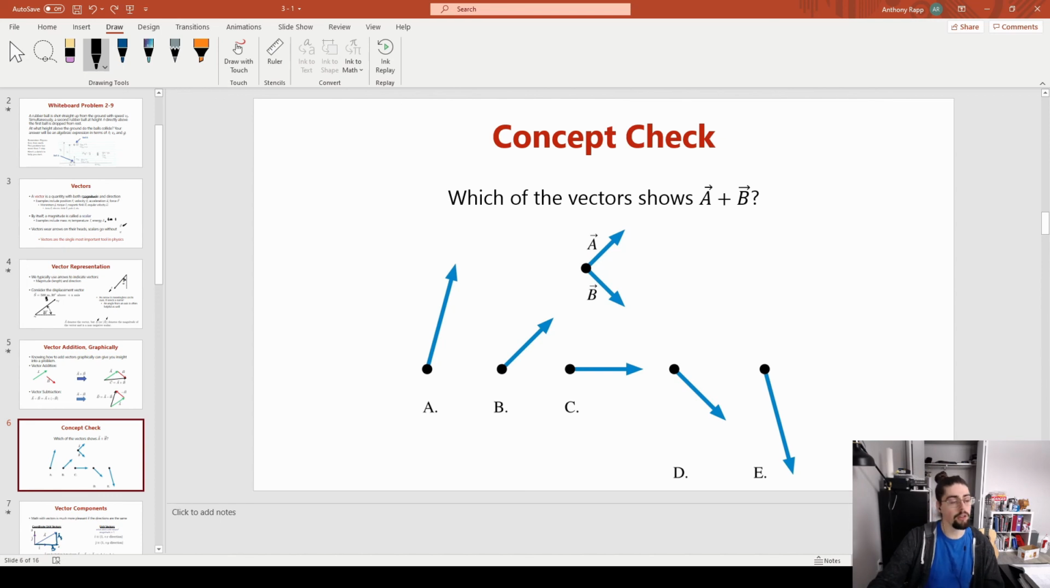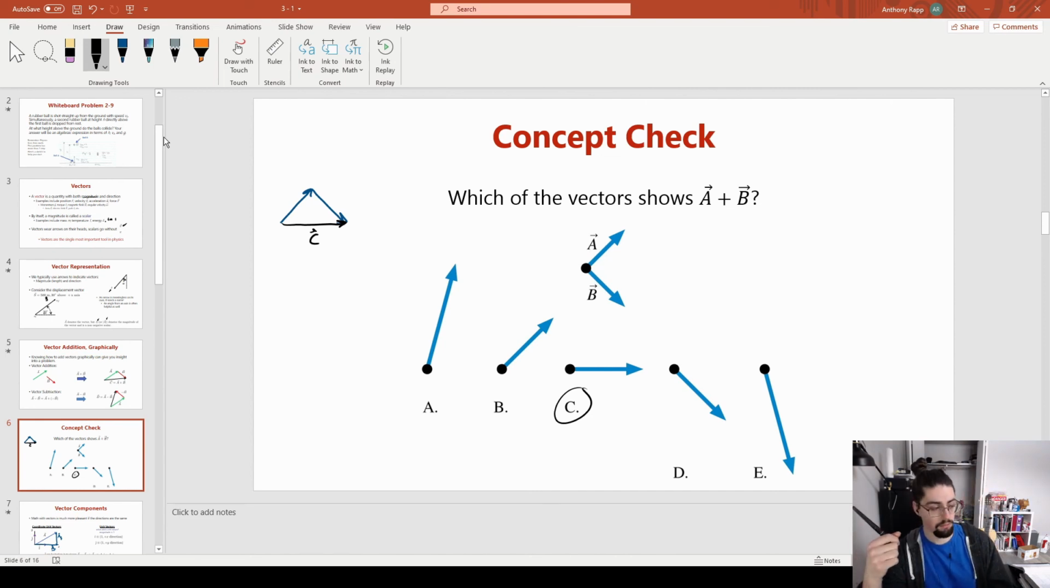I think I would agree with C. If I really wanted to do this graphically, then I could just say, okay, I'm going to take A, and then I'm going to attach B to where A ended, and that's where I'd end up. Here's my vector C, call it. Right? What would happen if I did B plus A?